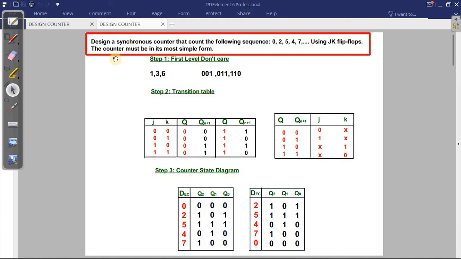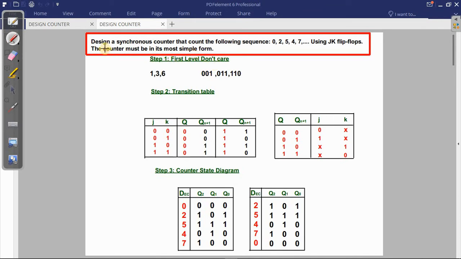I got one question from someone. They wanted me to re-explain this question, this question of design counter. So guys, like I was saying, it's very easy. This question is really very easy. We'll go step by step. I'm going to re-explain this part by part again.